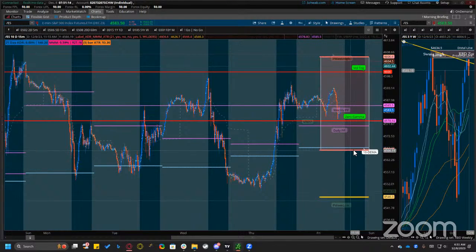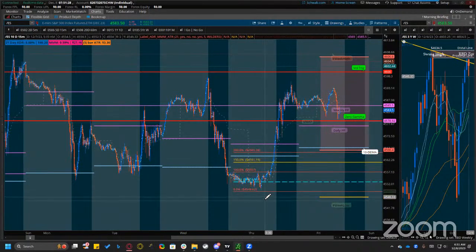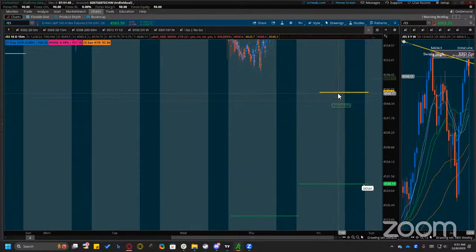If we do get through the ADR half, then we'll focus on the Globex low back here. In fact, I would just drop this into a channel with 50%. 45.52. Imagine that, right back at 45.50 again. So if we break that ADR half, 45.50 would be the first target. And then the full ADR would be the second one, which would be that yellow line there. And then last week's low.